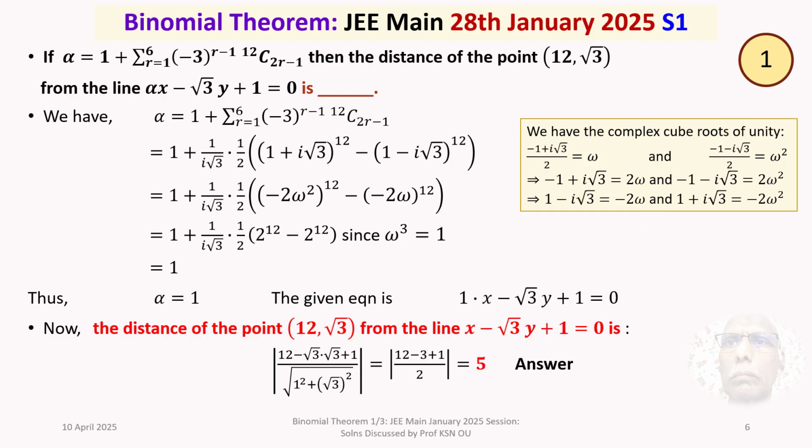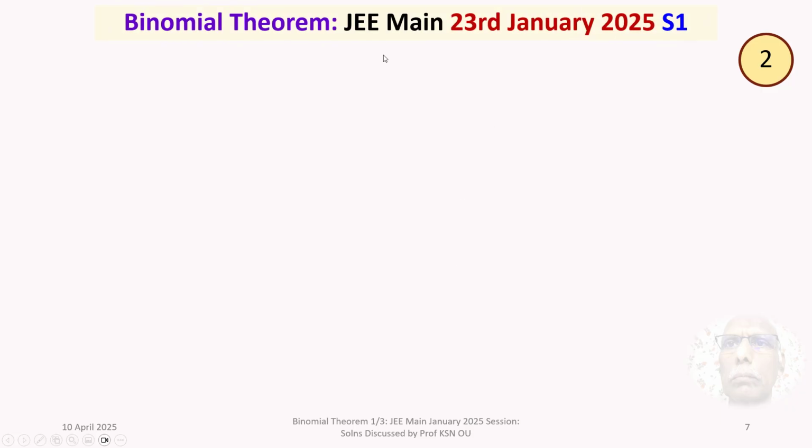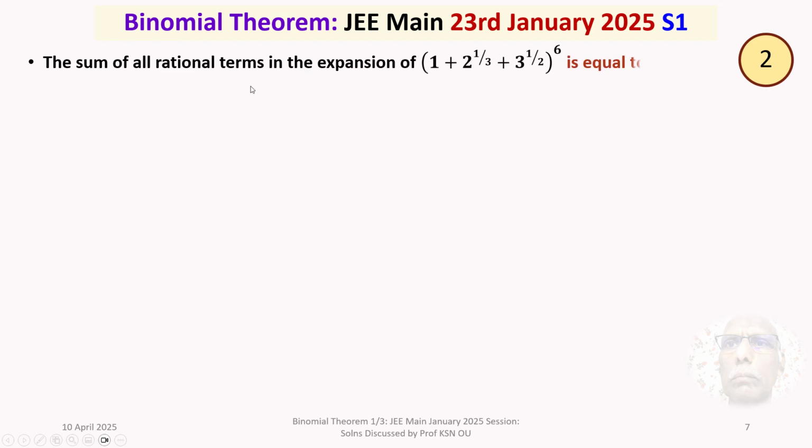Right. We move to the next question. This question has appeared in the JEE Main exam held on 23rd January 2025 in the morning shift. The given question is: the sum of all rational terms in the expansion of (1 plus 2 to the power of 1/3 plus 3 to the power of 1 by 2) whole to the power of 6 is equal to. Let's now discuss the solution of the problem.